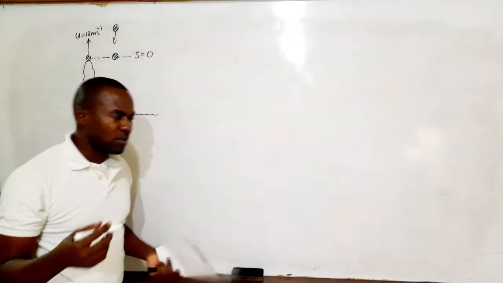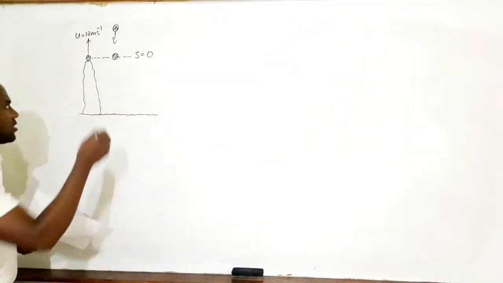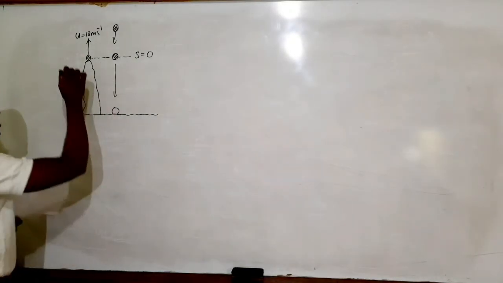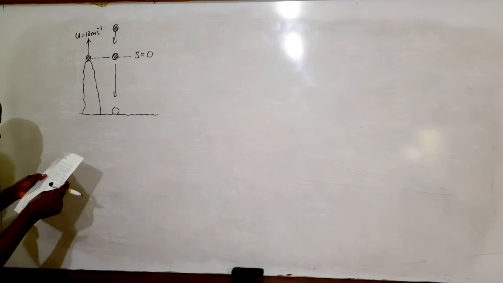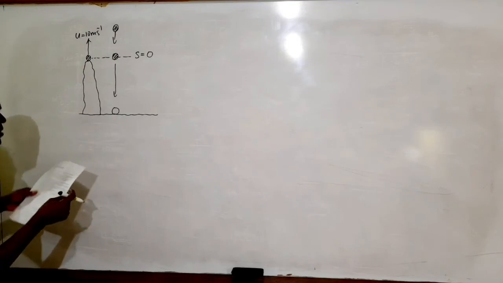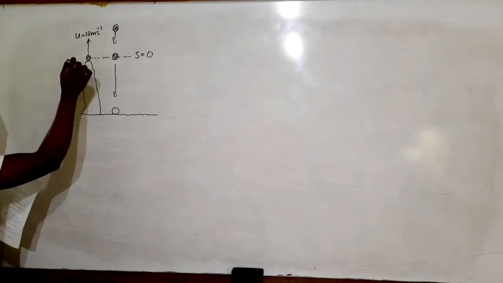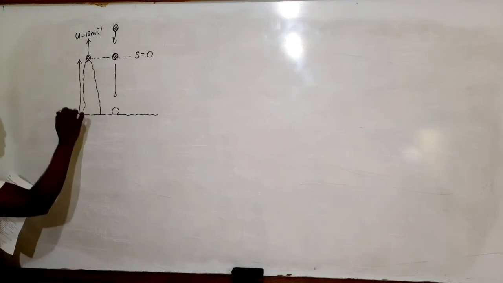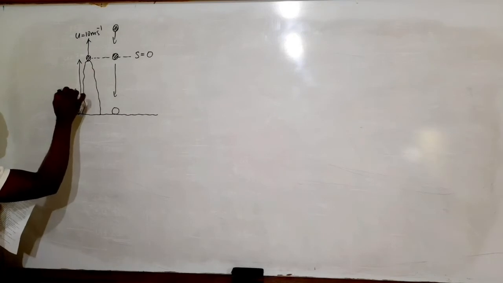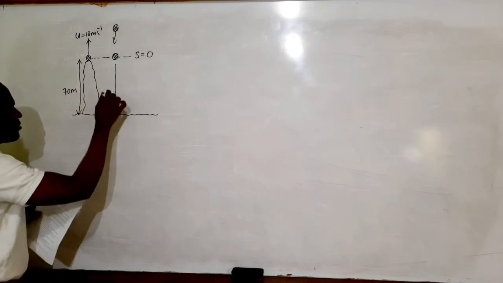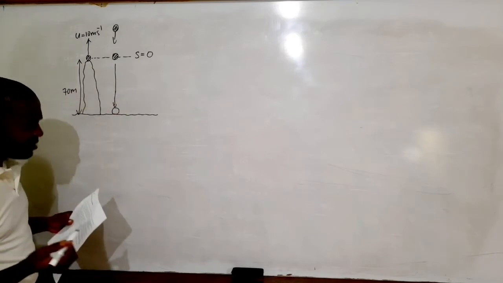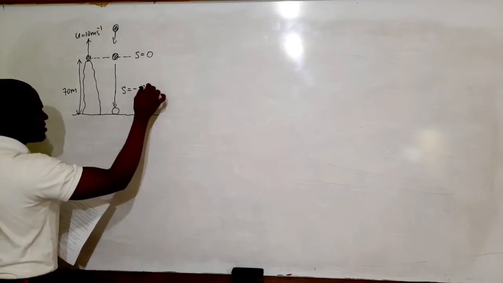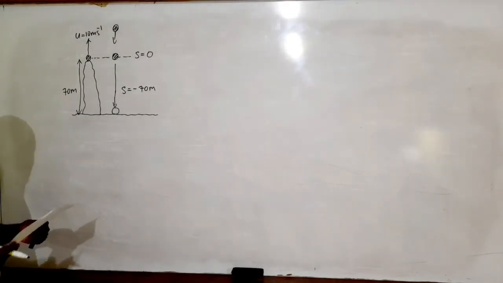But however, according to the question, the stone does not stop there. It continues further and then strikes the sea, which of course is 70 meters below the level of the cliff, right? So the sea is at 70 meters below the level of the cliff, and therefore when the stone hits the sea, its net vertical displacement S is equal to minus 70 meters, right?